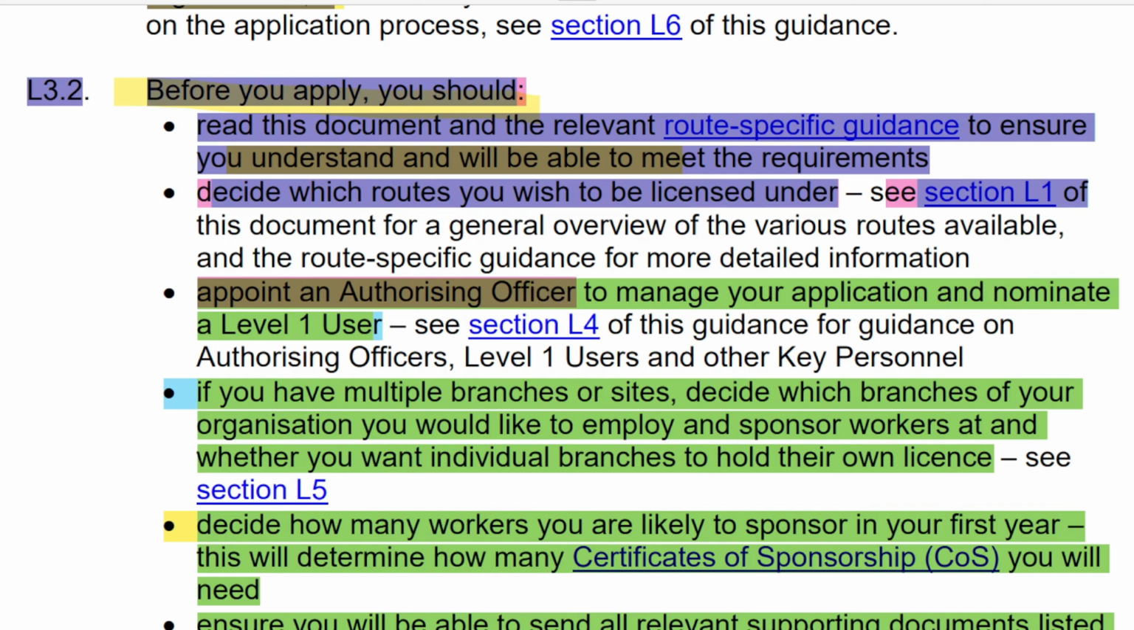Appoint an authorizing officer to manage your application and nominate a level 1 user. We will discuss in this guidance everything about the authorizing officer and level 1 user.